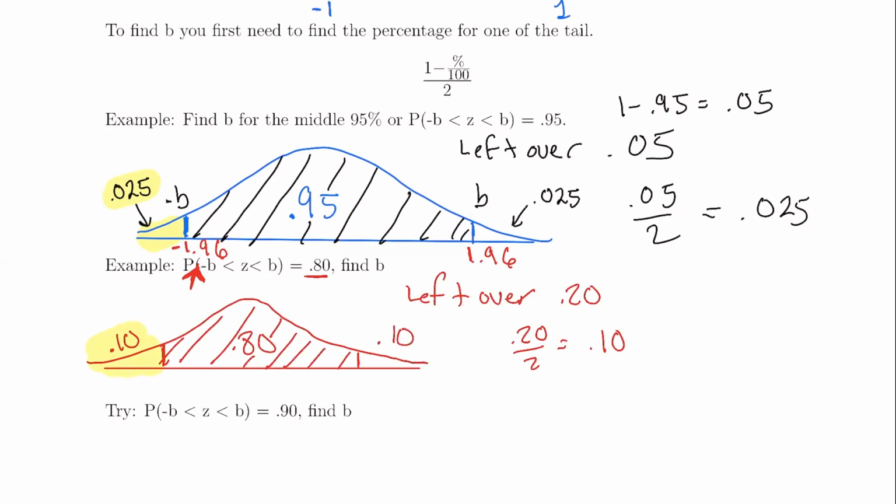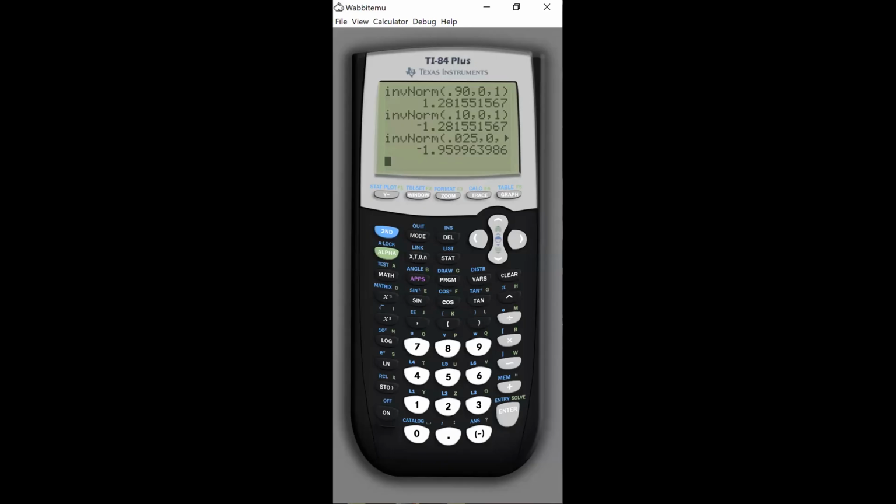So I'm going to go ahead and transition over to the calculator. So you go second, bars. You go to inverse norm. So for my left tail, the left tail is equal to 0.10. So you put 0.10. Mu is 0, sigma is 1, and we'll go to paste. We'll press enter.